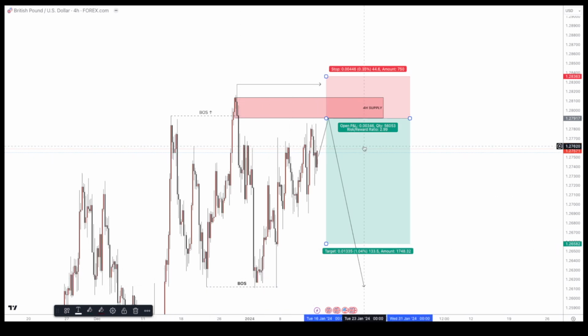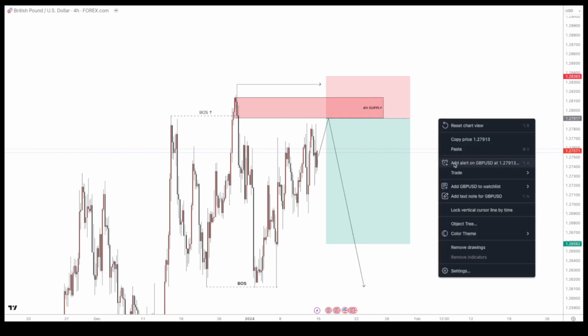So I did give out 3 signals: the CAD-JPY buys, USD-JPY buys, as well as GBP-USD sells. So do look at the market and see if you can take advantage of that.